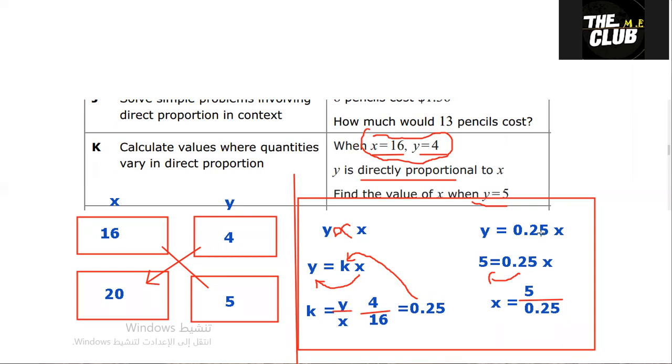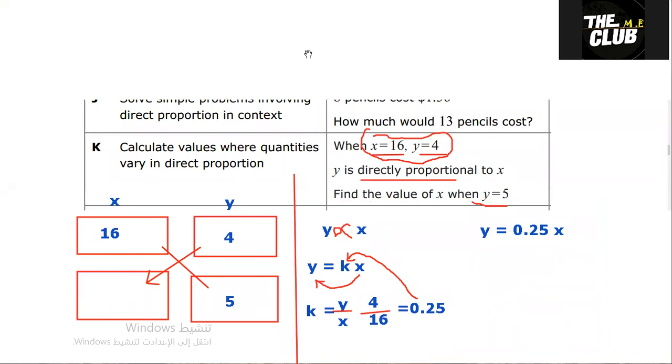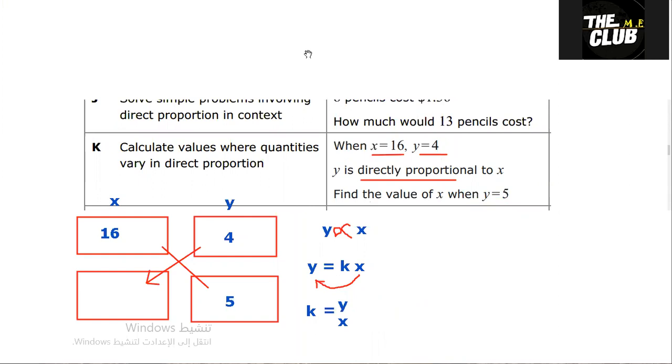Percent. Yeah, of course. The X method doesn't work on every single percentage question. You have to focus on the question, what kind of question you have. Okay, let's finish this.